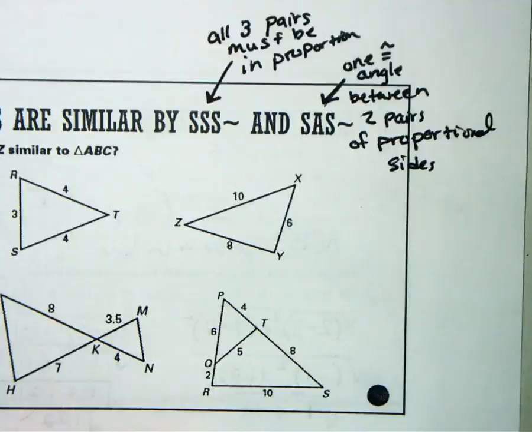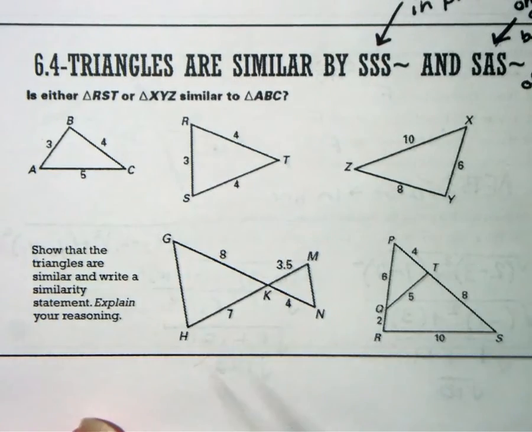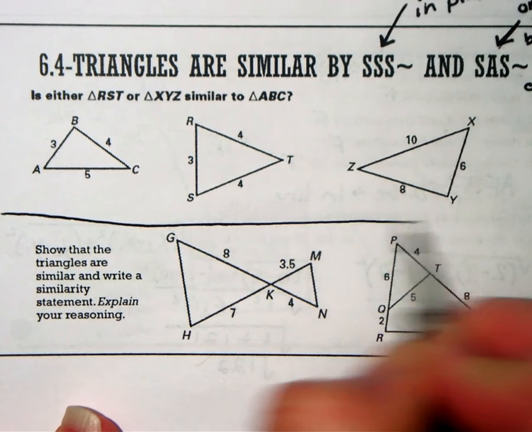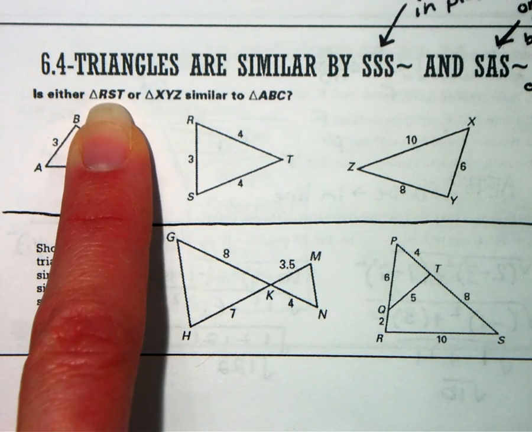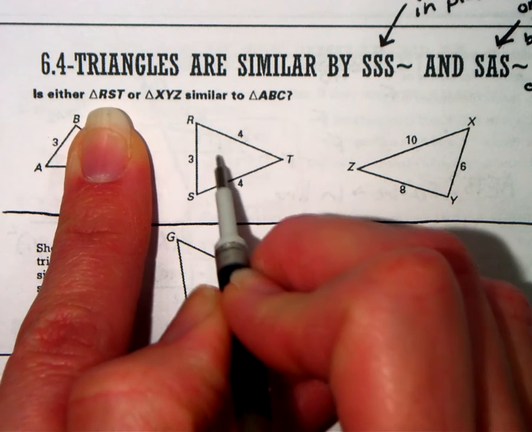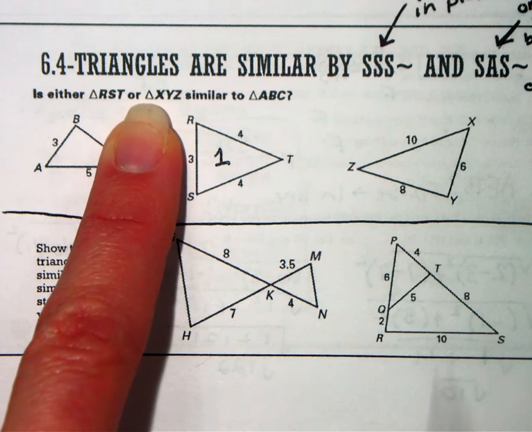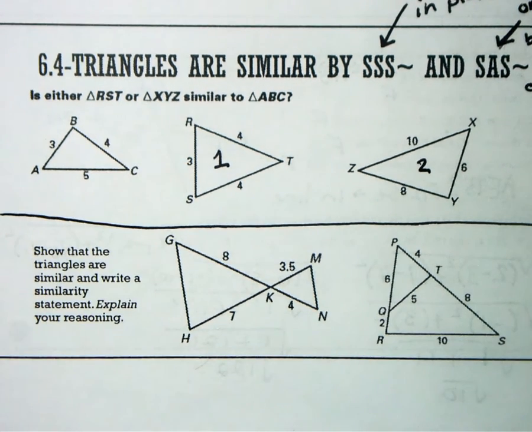So that's what we're going to look at today. We've got five triangles here, and the question is, are any of those sets of triangles similar to each other? Okay. So we're going to have to squeeze this all onto one. These are two separate questions. The first question is, either triangle RST, which is triangle 1, or XYZ, triangle 2, are either one of those two triangles similar to the first triangle ABC?